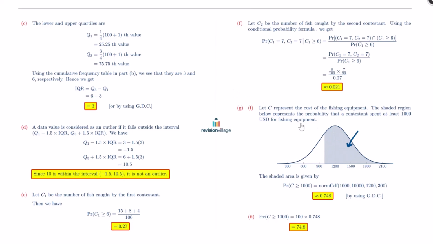How that relates to this actual question is, if we represent the cost of fishing equipment for all contestants as area under this curve, then if I estimated this as 70%, that means the probability of selecting a contestant who spent more than $1,000 would be about 70%, or 0.7 as a decimal. But we can find the exact value of the shaded area using the normal distribution command in our calculator called normal CDF. So let's go ahead and do that.